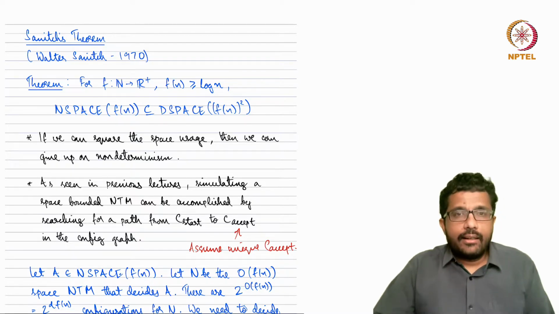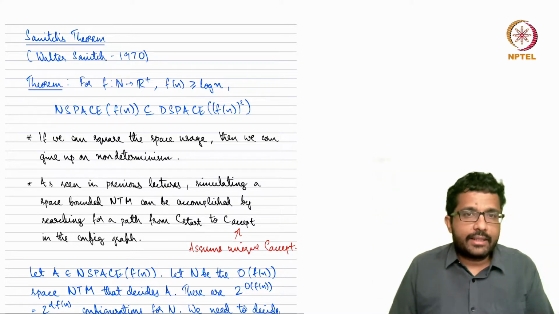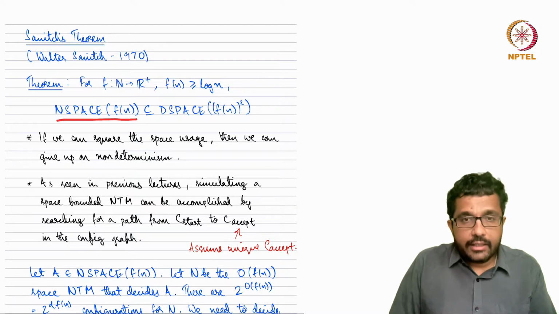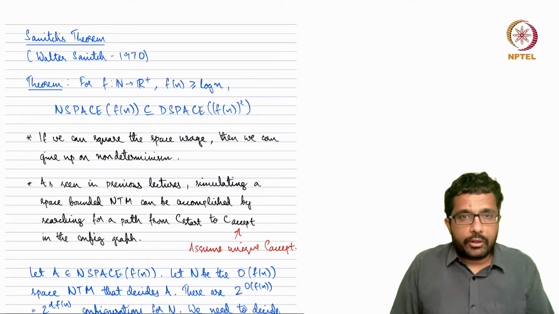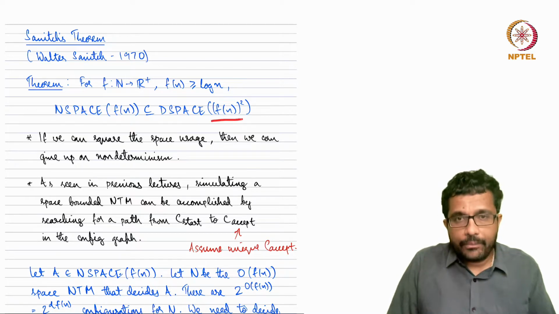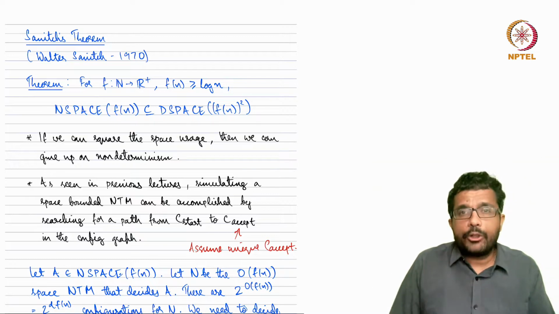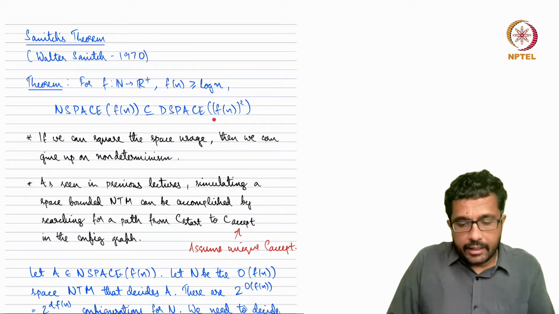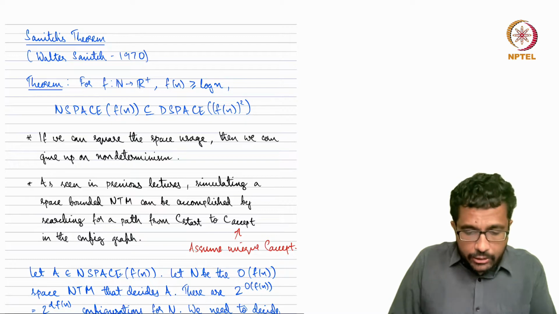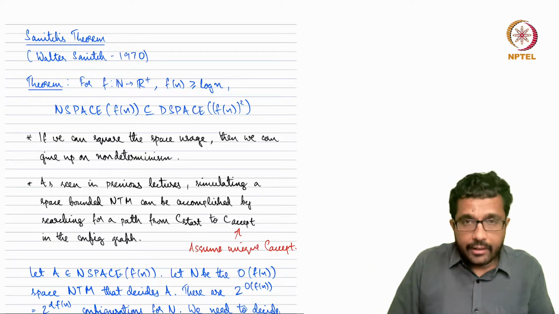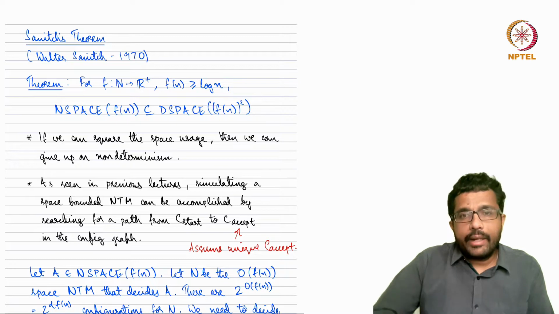Savitch's theorem relates the space requirement of the non-deterministic space-bounded Turing machine and the deterministic space-bounded Turing machine. To be more precise, it states that if a language can be computed by a non-deterministic space-bounded Turing machine that uses f(n) space, the same language can be decided by a deterministic space-bounded Turing machine in f(n) squared space. So, basically we can let go of the non-determinism if we just square the space usage.